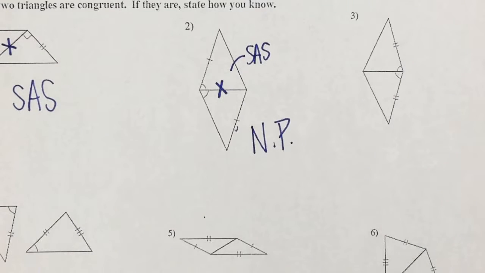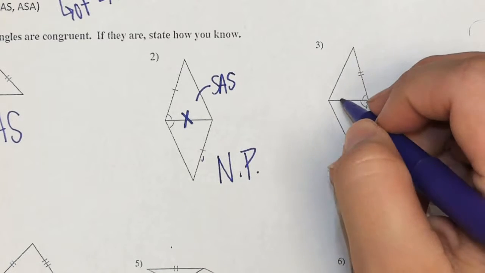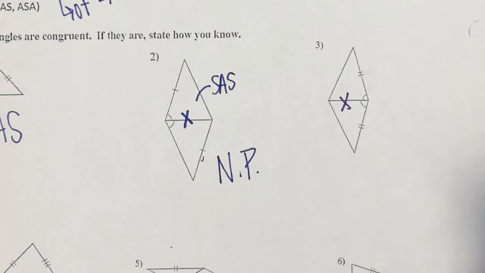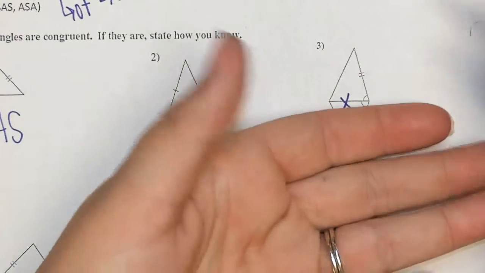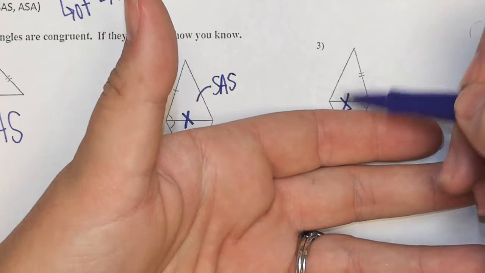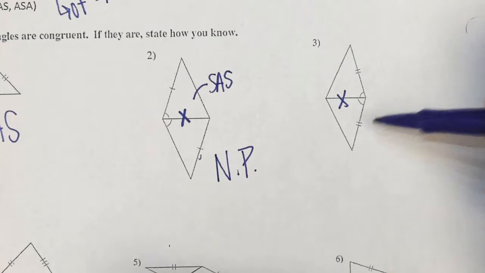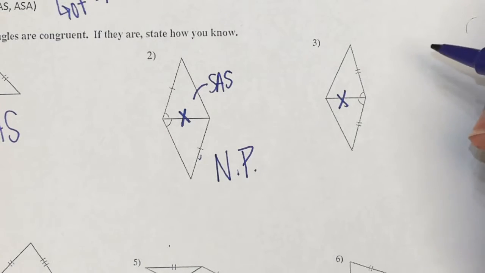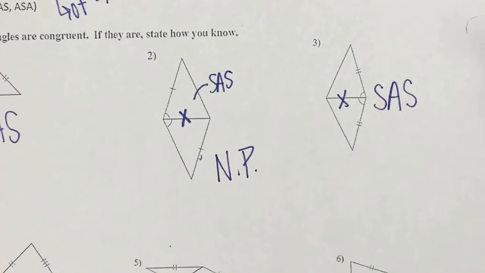Okay, look at 3. There should be like a light bulb in your head. What do you see on 3? Congruent. X. They both share that side. Okay, so let's read the first triangle. Top one. What do you see? Side, angle, side. Let's read the bottom. Side, angle, side. Are they congruent? By what? SAS.